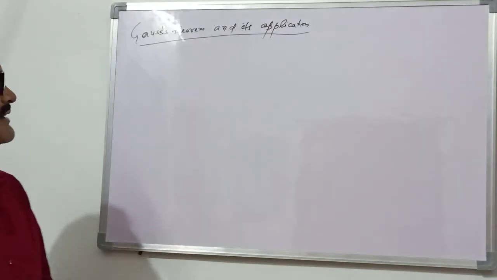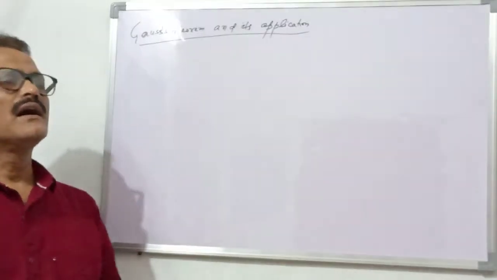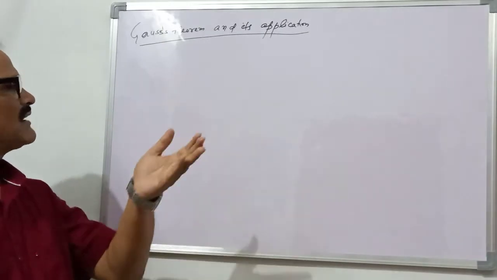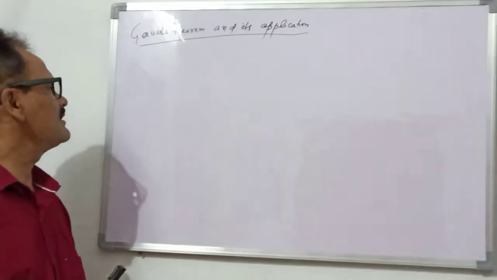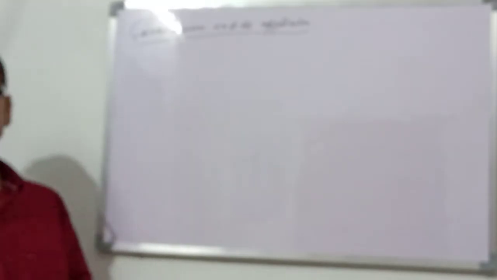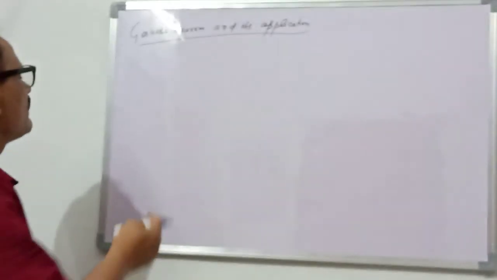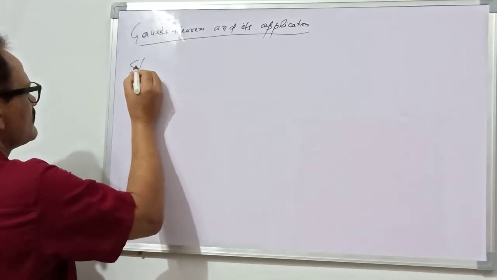According to CBSE syllabus, the next topic is Gauss's theorem and its application. Here I am writing theorem, and in the previous class I wrote Gauss's law. I have said what the difference is between theorem and law. So here is Gauss's theorem and its application. At first, according to class 12 syllabus, the statement of Gauss's theorem.